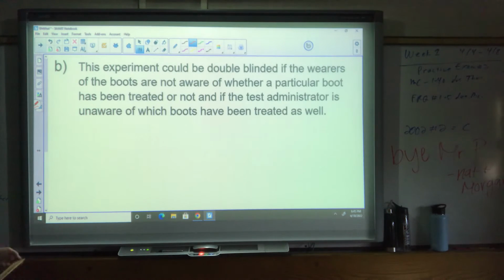The wearers are not aware whether the particular boot has been treated or not, and the test administrator is unaware of which boots have been treated as well. That's very simple. Okay, question number 2.